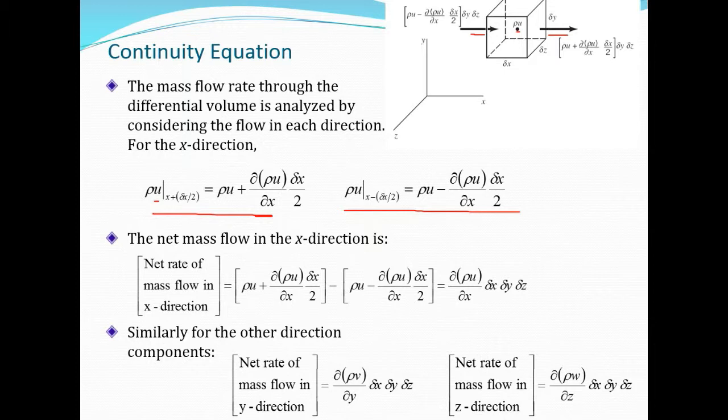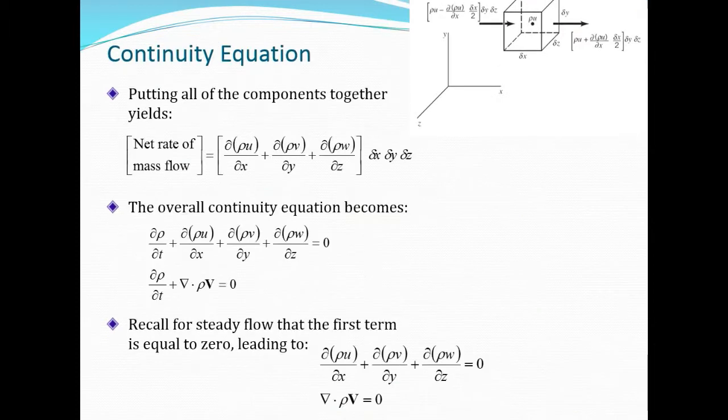So in the x direction, the net rate of flow is coming in minus going out, and that's equal to d rho u dx times, again, this volume dx dy dz. We went through the same thing in the y and z directions, so we would get similar terms in the y and z directions.